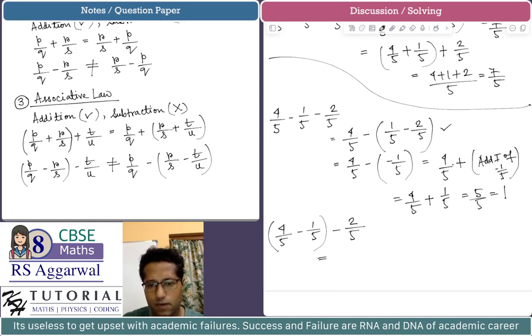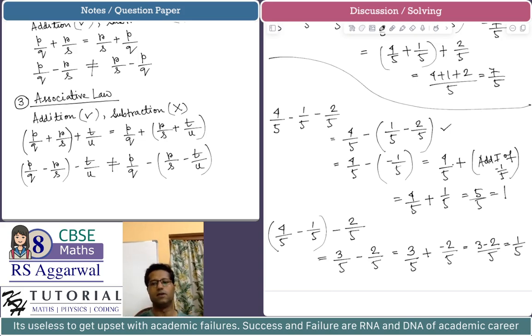Now what is 4 by 5 minus 1 by 5? This is 3 by 5. Minus we have 2 by 5. Now, using the concept of subtraction of rational numbers, using additive inverse and addition of rational numbers, this will be plus minus 2 by 5. So this is equal to 3 minus 2 by 5, which is equal to 1 by 5.